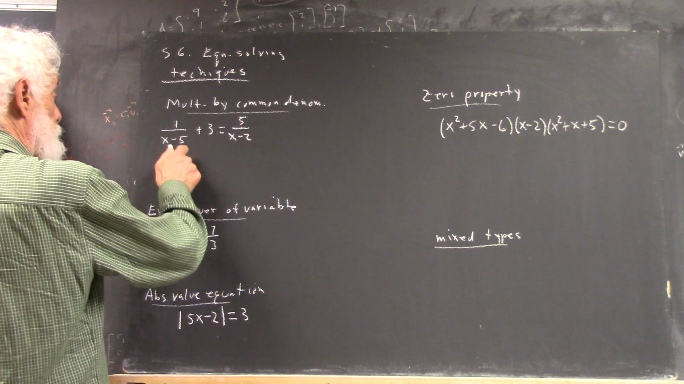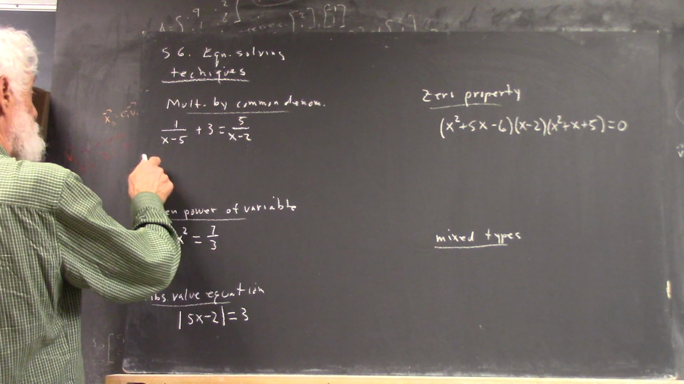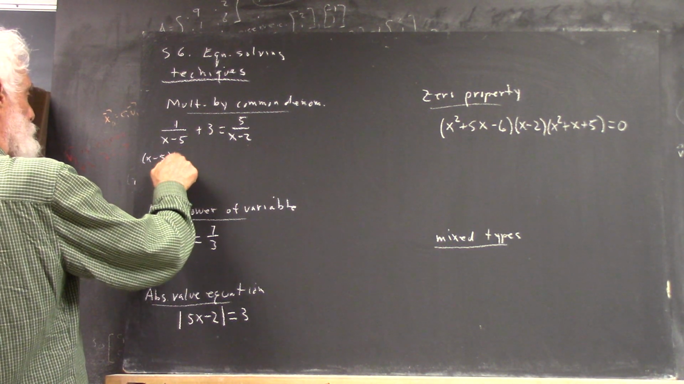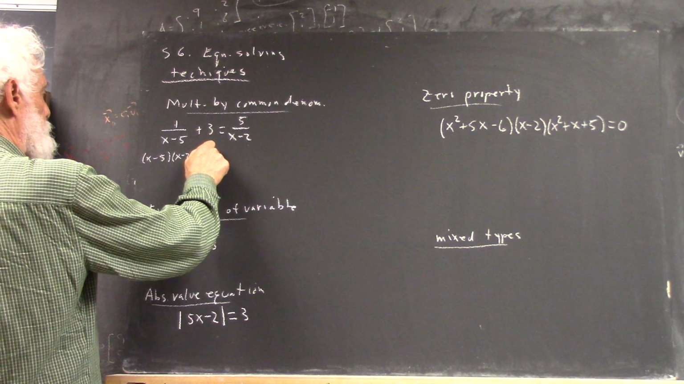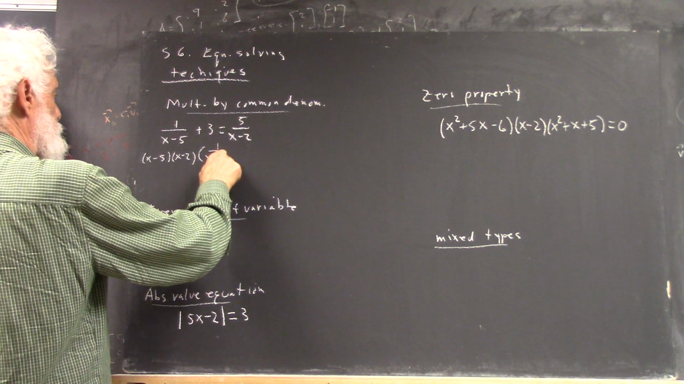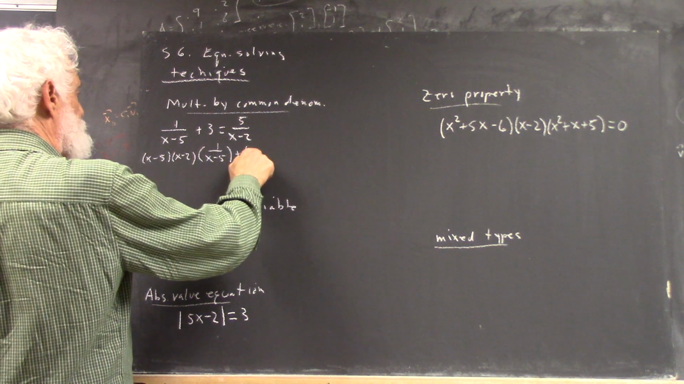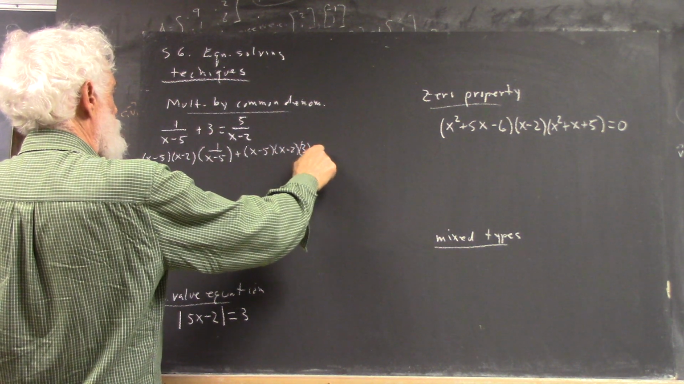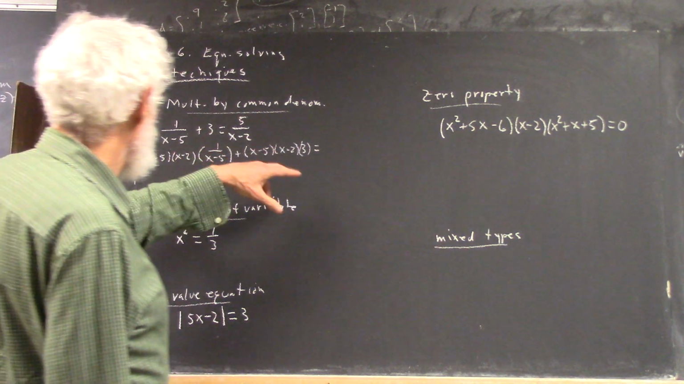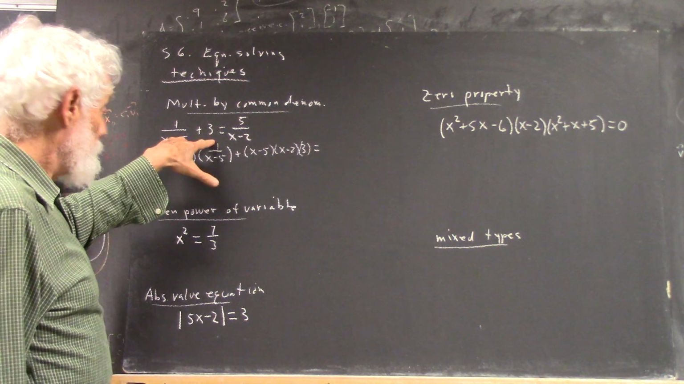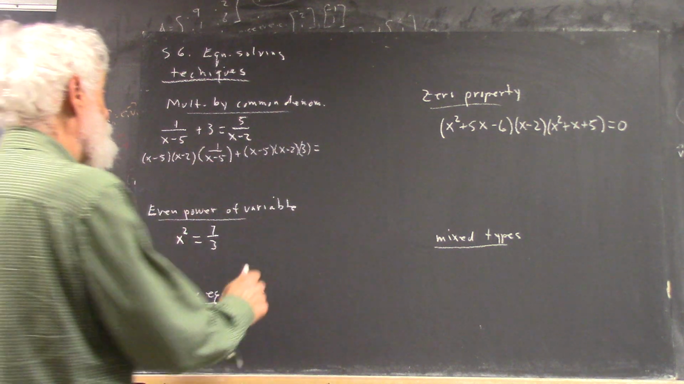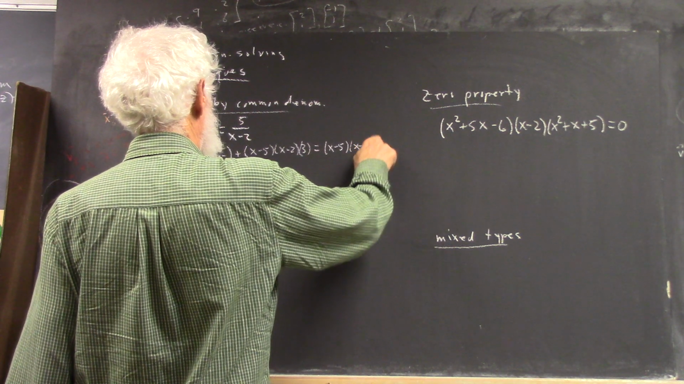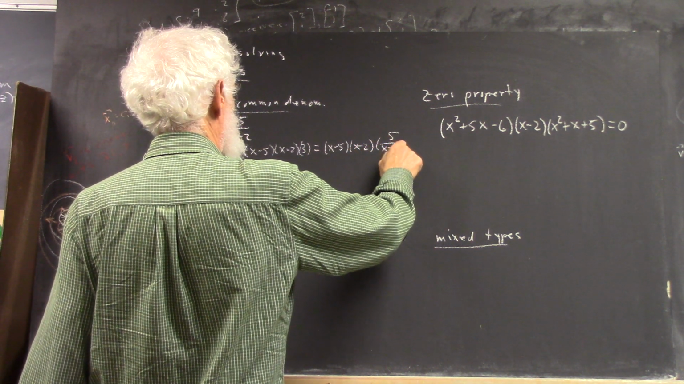In this case, the common denominator would be x minus 5 times x minus 2. So you multiply both sides by x minus 5 times x minus 2. It'll give you (x minus 5)(x minus 2) over (x minus 5), plus (x minus 5)(x minus 2) times 3, where I've taken the liberty of using the distributive law to multiply this quantity by the two terms on this side. And that's going to be (x minus 5)(x minus 2) times 5 over (x minus 2).